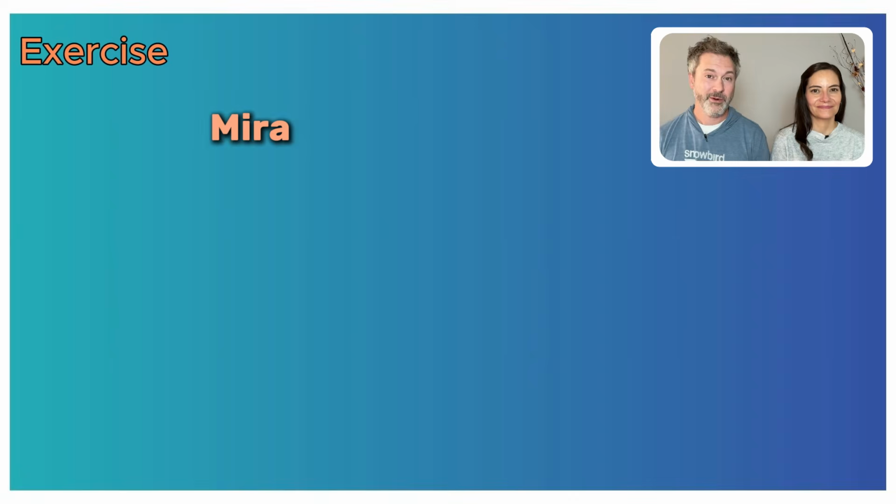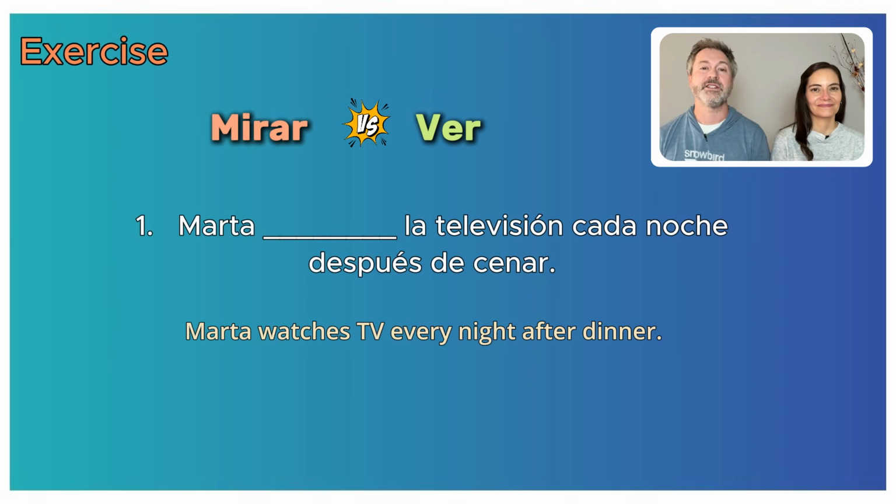and ver correctly. But Darcy would like to have a quick quiz just to make sure that we understand. So let's start. So how would we say, Marta watches TV every night after dinner? Marta ve la televisión cada noche después de cenar. So remember, although I said that you may hear ver or mirar when it comes to entertainment, normally you're going to hear ver.